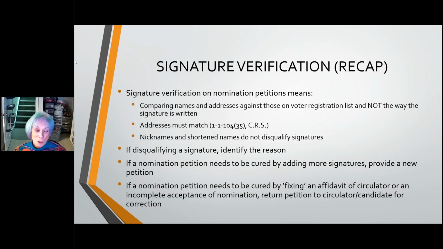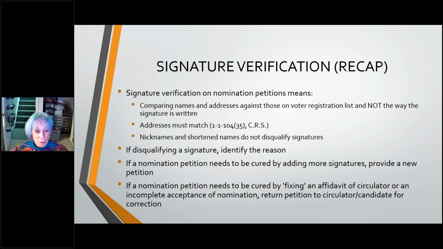Hopefully the people turning in the petitions will have provided you with more than the 10 signatures required for a statutory town nomination petition. So disqualifying 1 or 2 signatures should not bring the threshold below the 10 signature requirement. If a nomination petition needs to be cured or amended by adding more signatures, what you want to do is provide a brand new blank petition to that person.